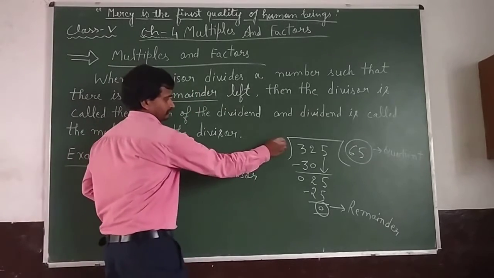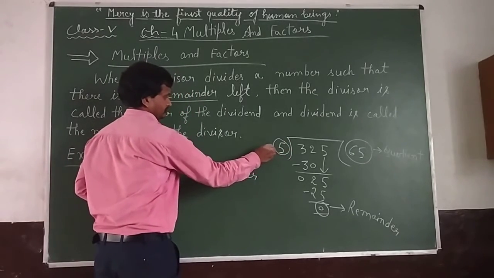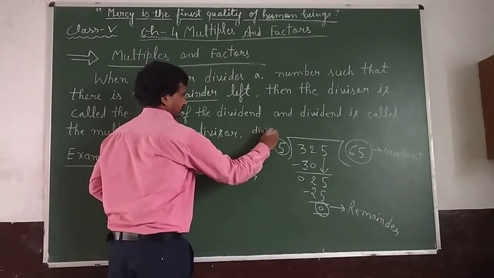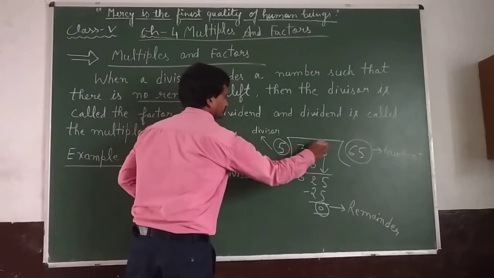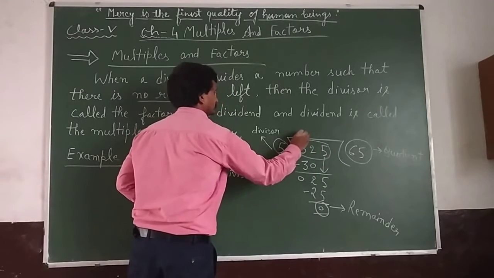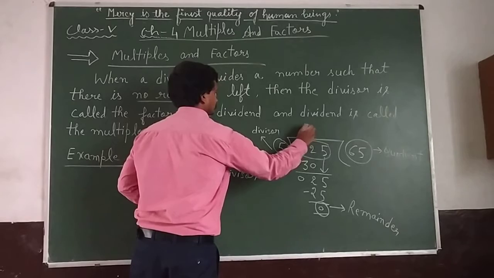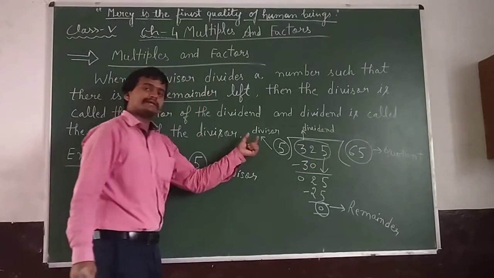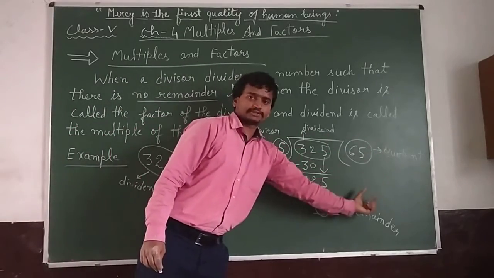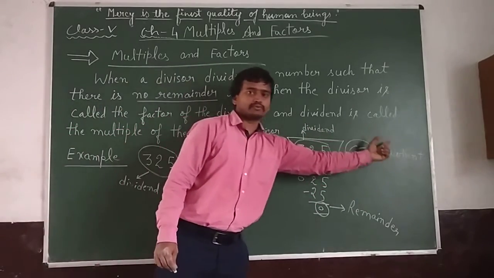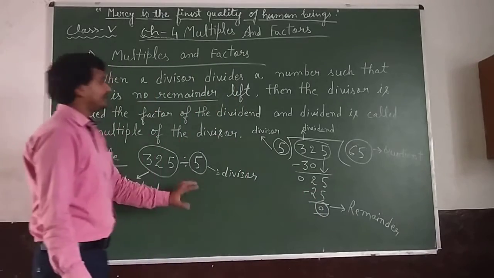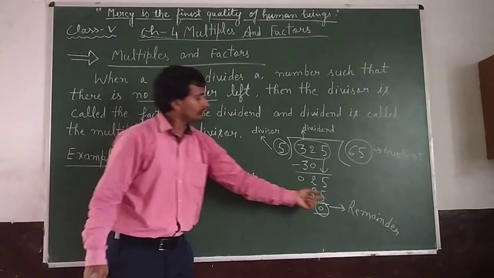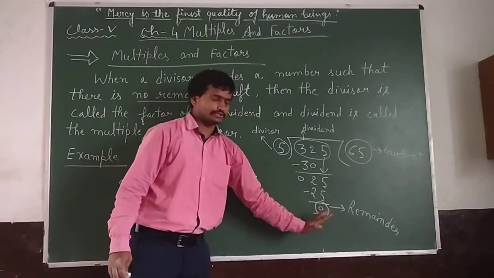Divisor, dividend. Also learn these terms: divisor, dividend, quotient, remainder. Now on dividing 325 by 5, we get the remainder 0.